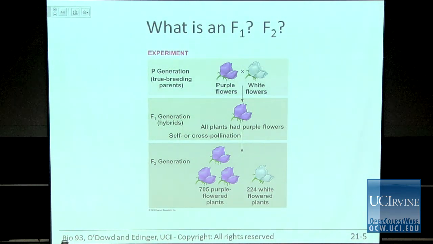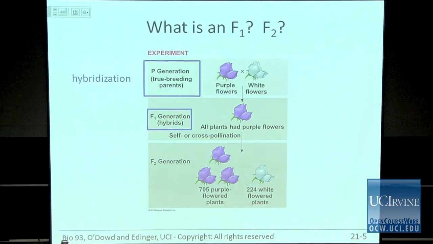What are the F1 and F2? Well, the parental generation here, those are the true breeding parents that Mendel started with. So if you self-pollinated this purple flower for many generations, you get nothing but purple flowers. If you self-pollinated the white flower for many generations, you'd get nothing but white flowers. They're true breeding. When you cross those 2 true breeding strains, it's called hybridization, and what you get out are hybrids. These are called the F1 generation.